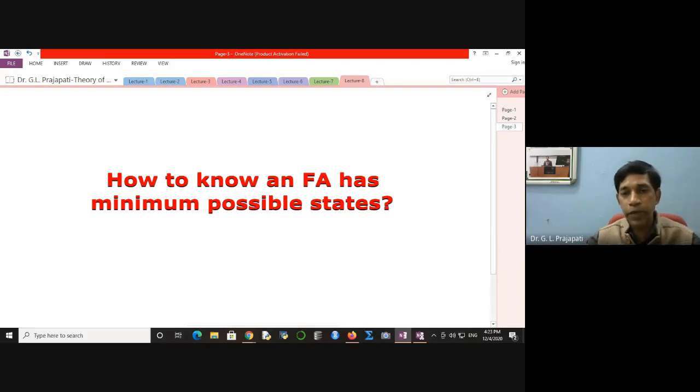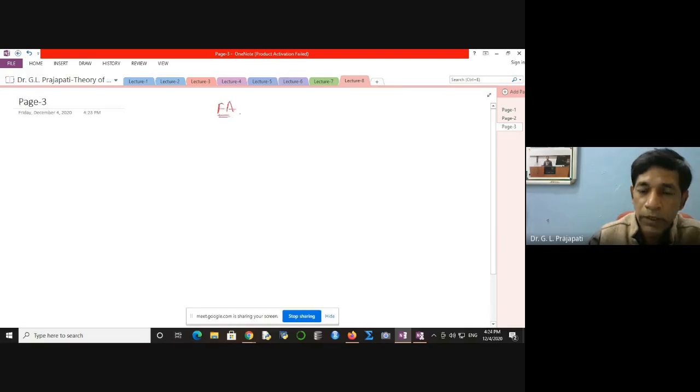If you are given some FA, a finite automaton, how can you construct or check whether the given FA has the minimum number of states or not? If your input is an FA and you want to prove whether it has the minimum states or not.